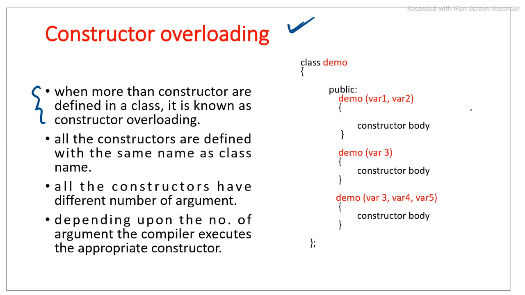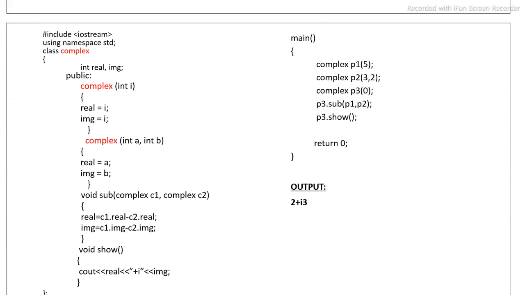On the right hand side you can see a very simple example I have given. For the class demo, in the public section, I have taken three constructors. All these three constructors have the same name, that is demo, which is the class name also. In the first constructor there are two variables, in the second constructor one variable, in the third constructor three variables. They are differentiated in terms of the number of arguments they are taking, and all are parameterized constructors here. Let's discuss one very simple and short example regarding constructor overloading.